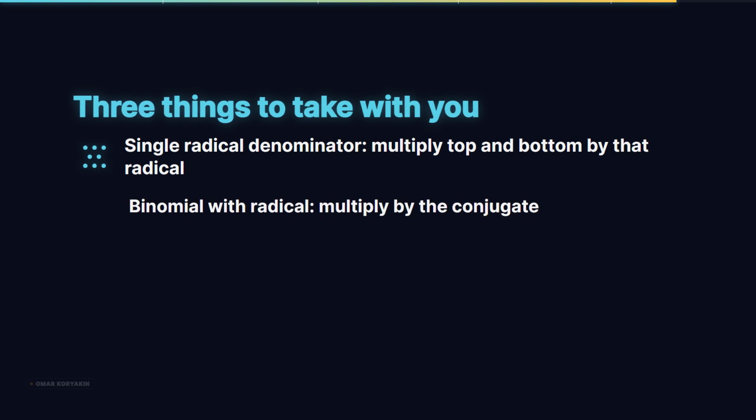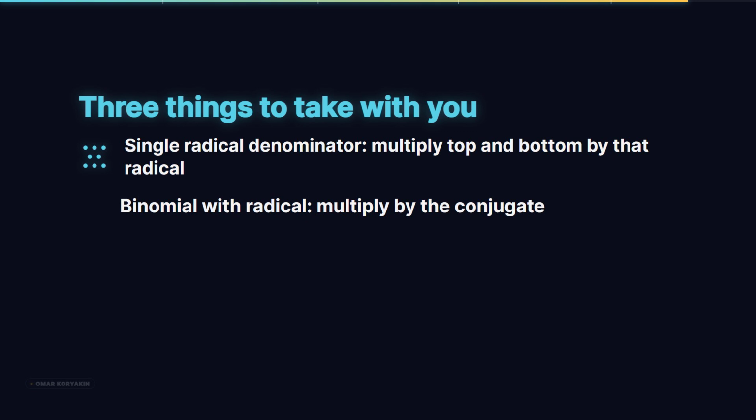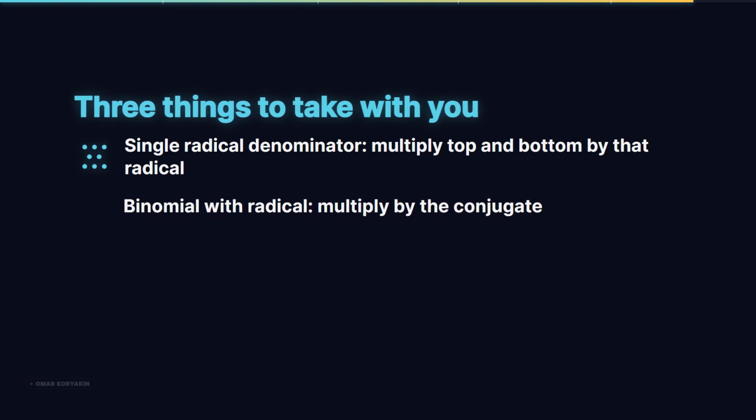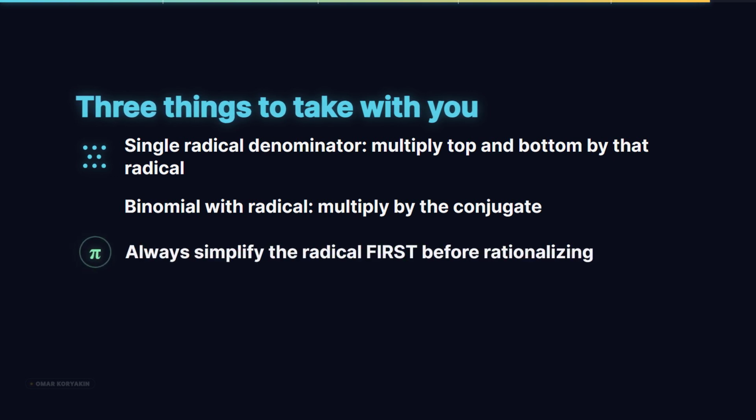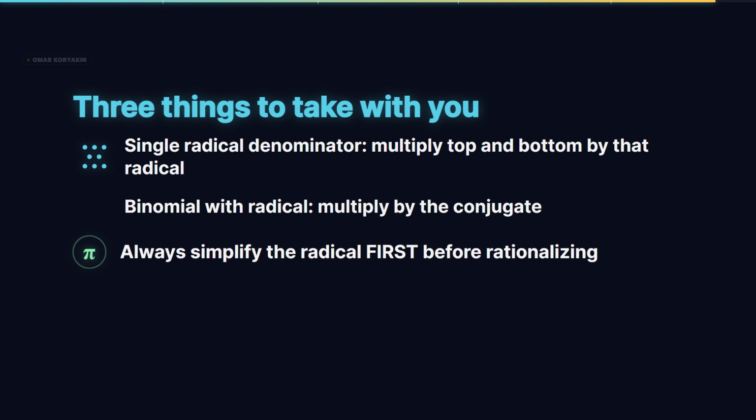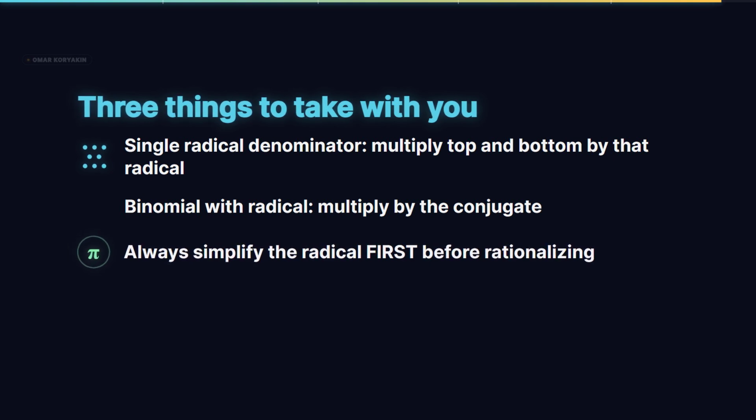Binomial denominator with a radical: multiply by the conjugate. The conjugate flips the sign of the radical term, and the denominator collapses via difference of squares to a number with no radical. Always simplify the radical itself before rationalizing. A radical like the square root of 50 simplifies to 5 times the square root of 2. Rationalizing the simpler form takes less arithmetic and gives a cleaner answer.